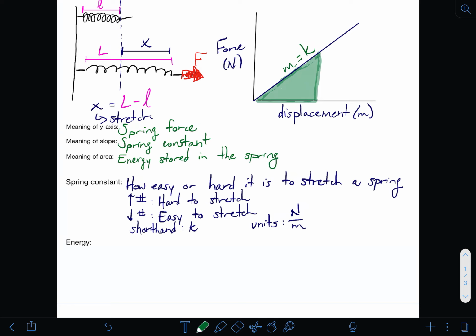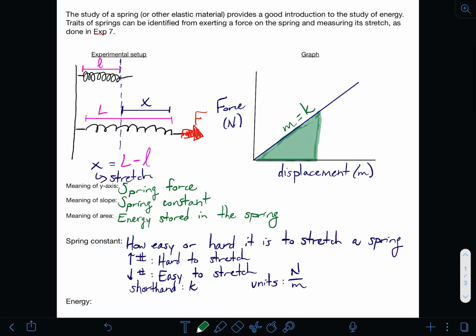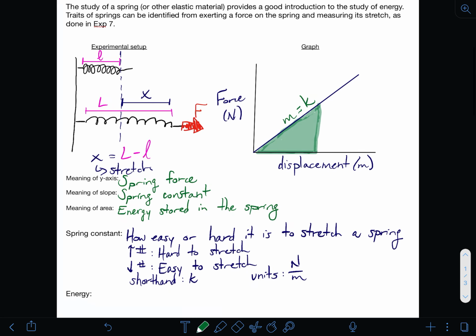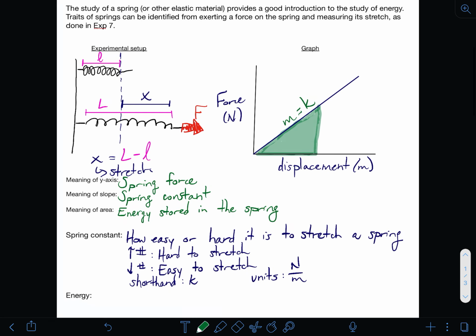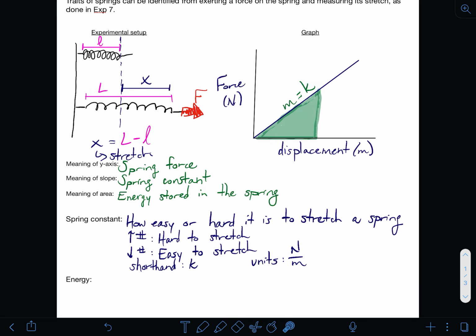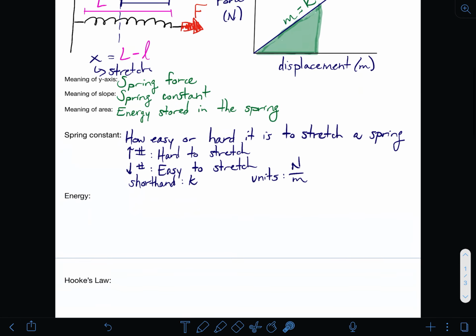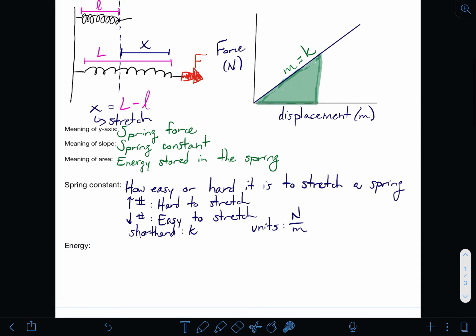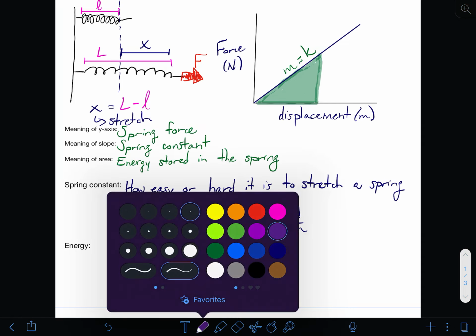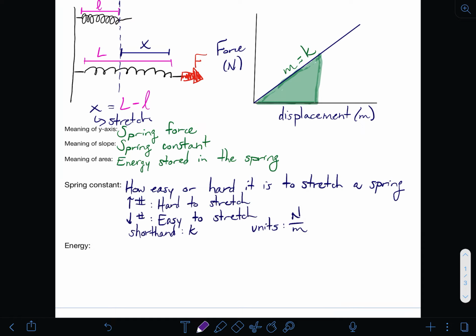Okay, so this is how this study of behavior and traits of springs can link us back to the study of energy, because energy can be found by finding areas of a force versus displacement graph. Now, the question becomes really, what is energy? It's a little bit weird, right? When we try to think what is the strict definition of energy.